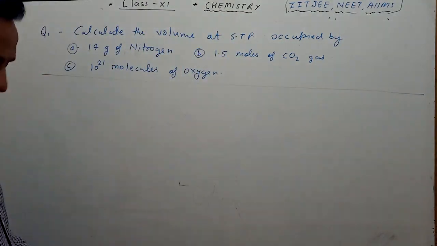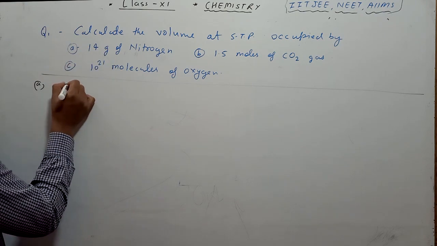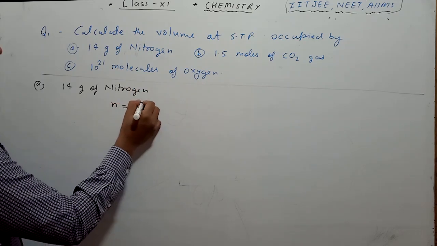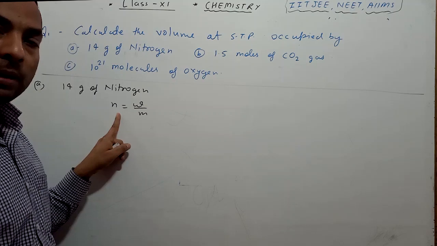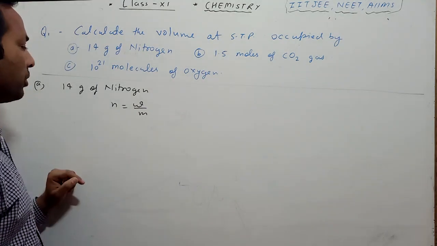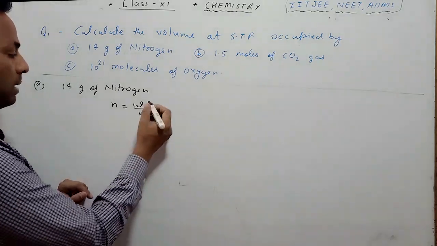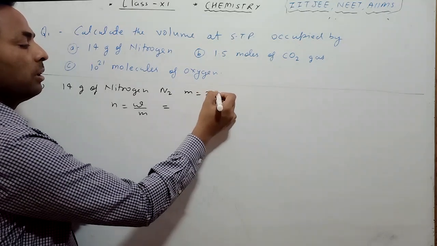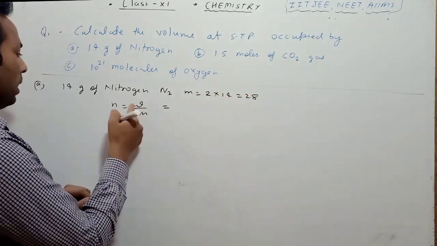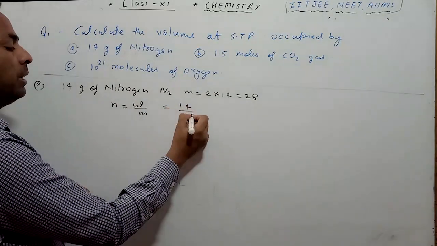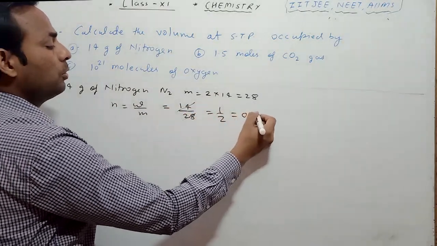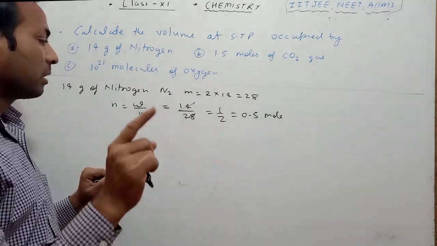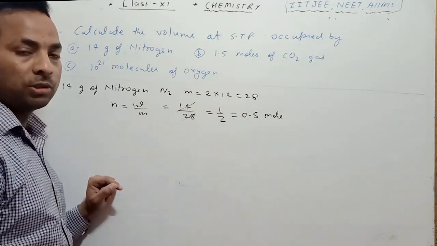First question, I have written 14 gram of nitrogen. You know n equals W by M. n is the number of moles, W is the mass of substance in gram, M is the molar mass. You know the nitrogen formula is N2 and the molar mass of nitrogen is 2 into 14, that is 28, and the amount given is 14 upon 28. So 1 by 2 is 0.5 moles. So look here, 14 gram of nitrogen contains 0.5 moles of nitrogen gas.